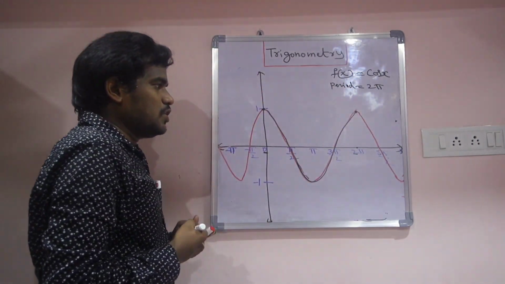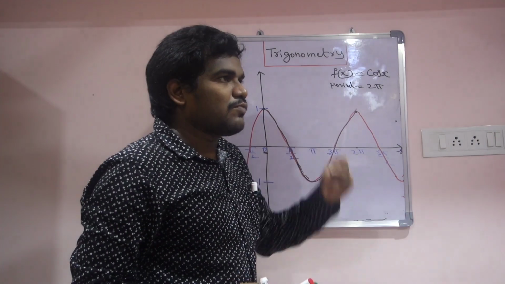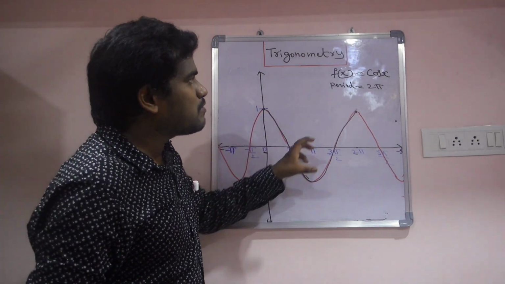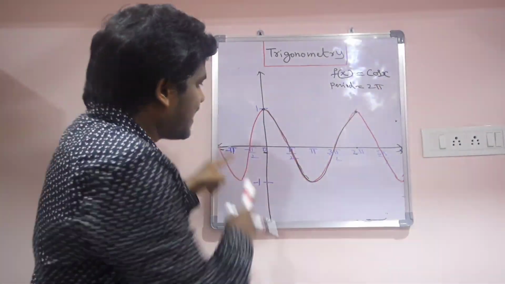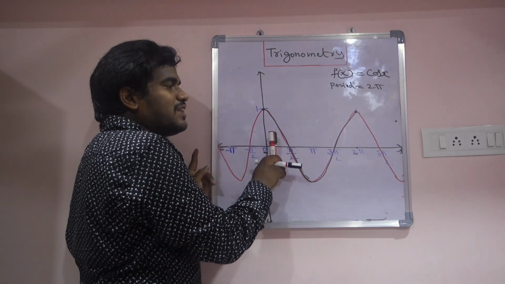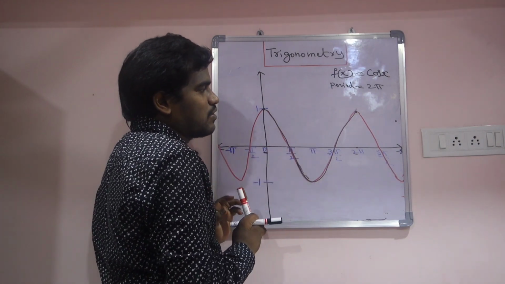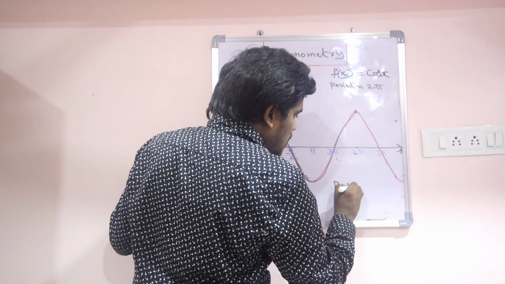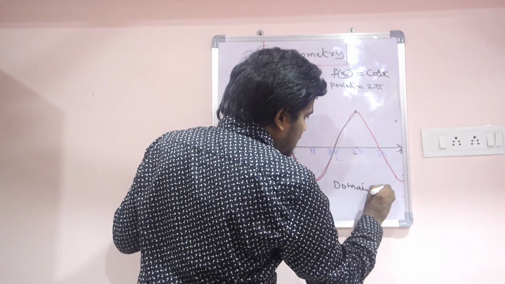And domain. So what is the meaning of domain? I said the possible values of x for f of x. The cos is defined for every value, because if you take 0 we get some value, pi by 2 we get some value, pi we get some value. It means the domain is equal to R.